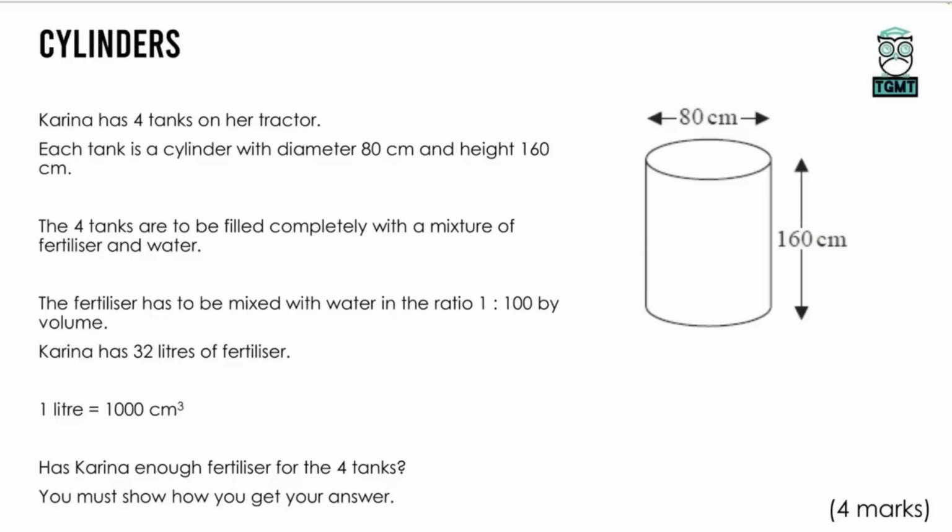Karina has 32 litres of fertiliser. And it tells us here that 1 litre is equal to 1,000 centimetre cubed. Has Karina enough fertiliser for the 4 tanks? You must show how you get your answer.